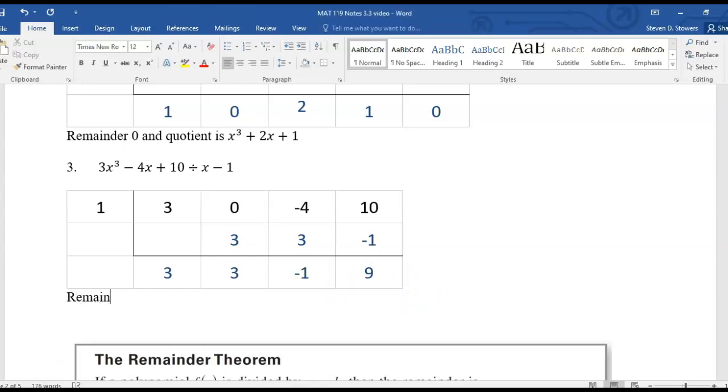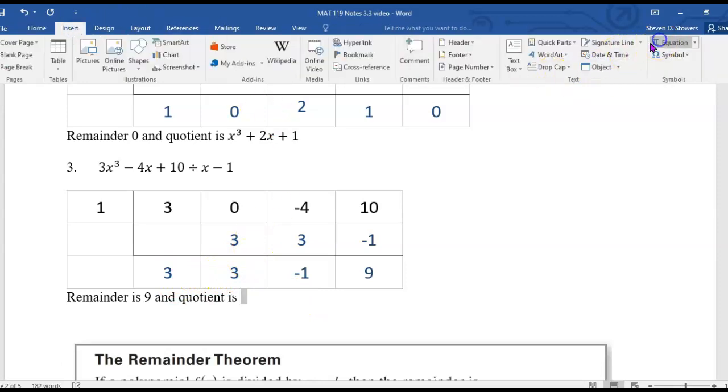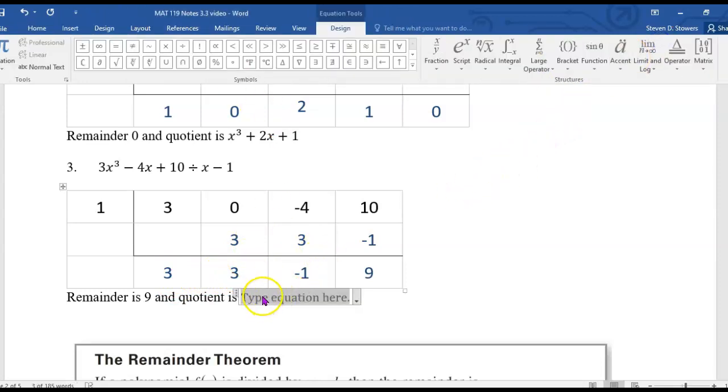So the remainder is 9. And the quotient is given by the other 3 numbers in the bottom row. It's going to be a degree 2 polynomial. Specifically, it's going to be 3x squared minus 4x, or sorry, plus 3x minus 1.